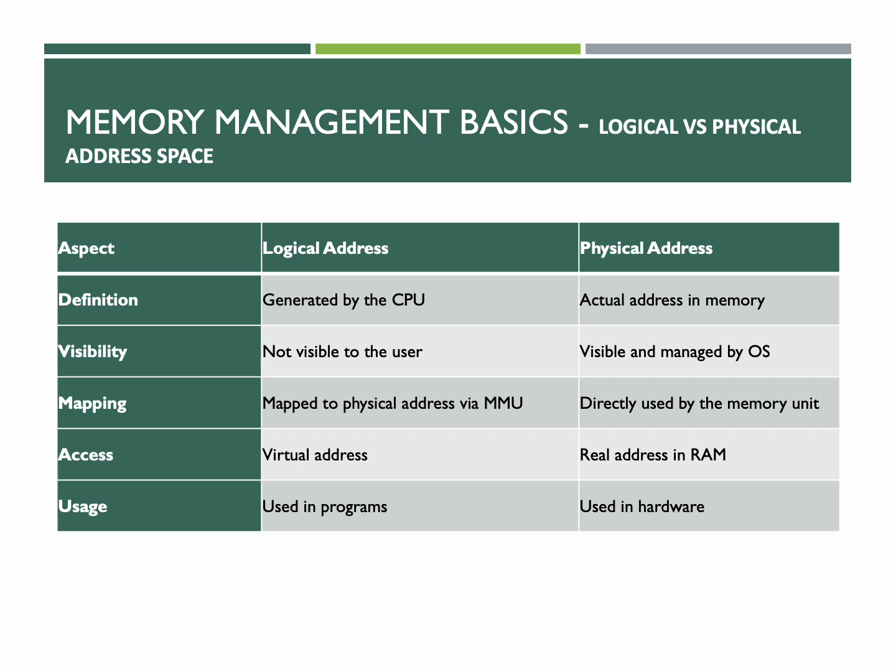Fifth is usage. A logical address is used in programs to reference memory locations abstractly. For example, code written in high-level languages uses logical addresses. A physical address is used in hardware to perform memory operations. For example, memory controllers and devices access physical addresses directly.